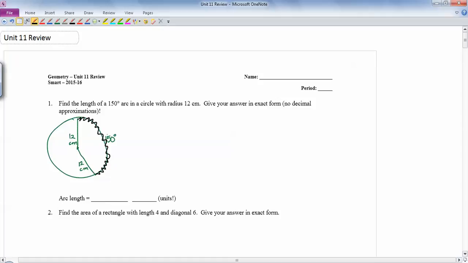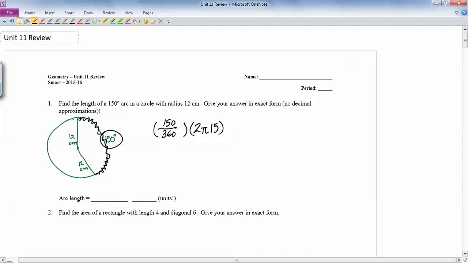Now, the 150 is not how long it is. That's how many degrees it takes up. So how long it is would be something in centimeters. So if I said how long is it all the way around the circle, that's the circumference, which is 2 pi r. But I don't want the whole circumference. I just want 150 degrees of it. So I'm going to take a fraction of the circumference. I'm going to take 150 out of 360 of the circumference.